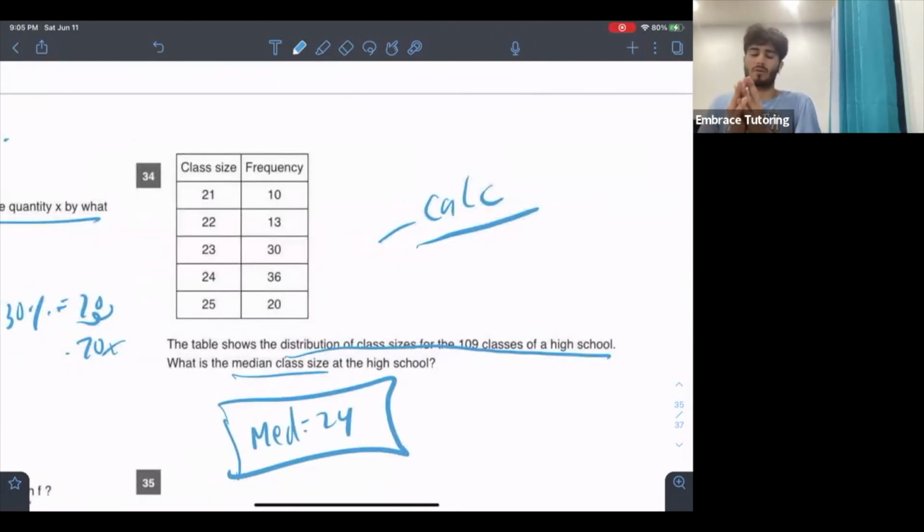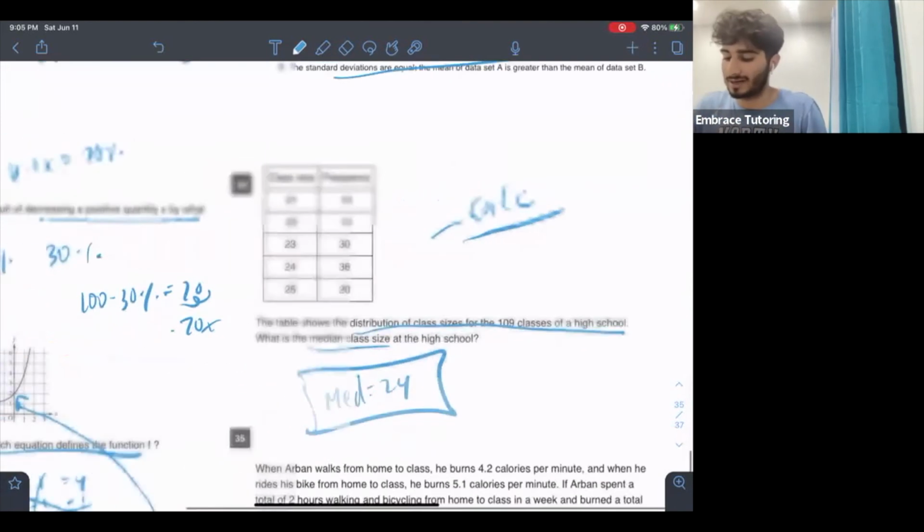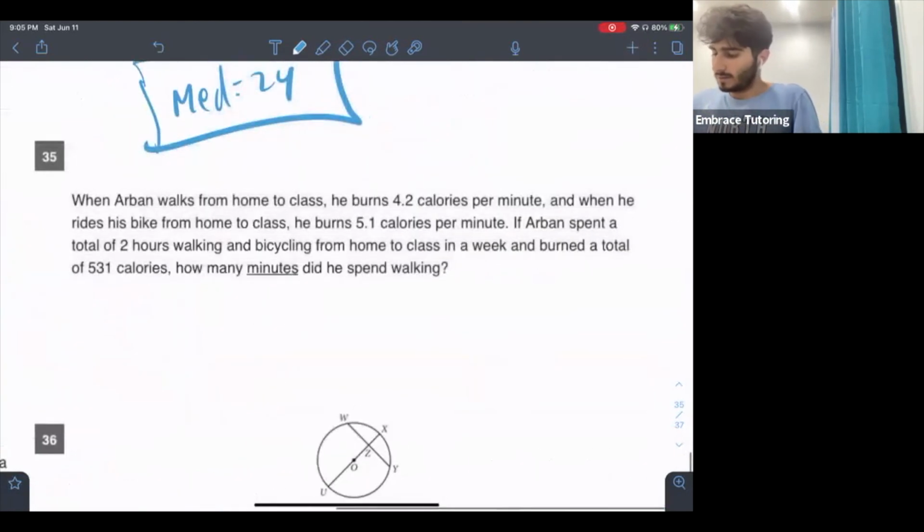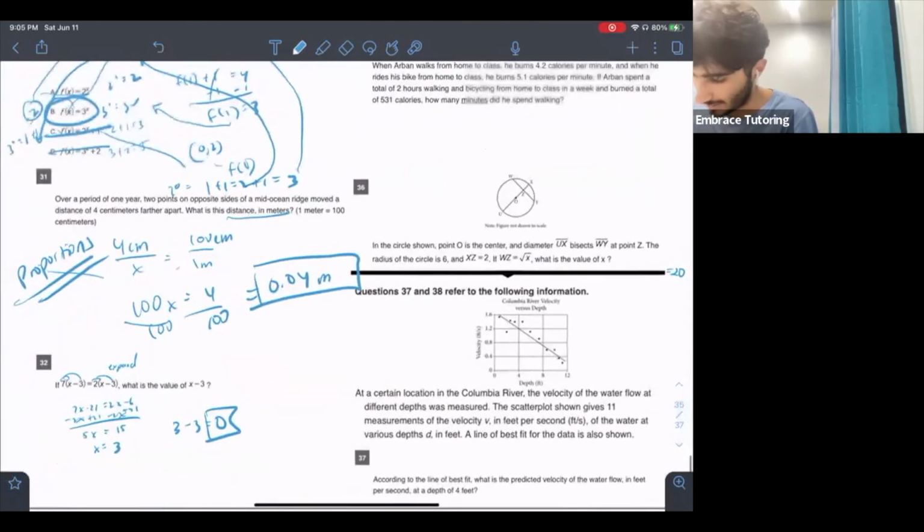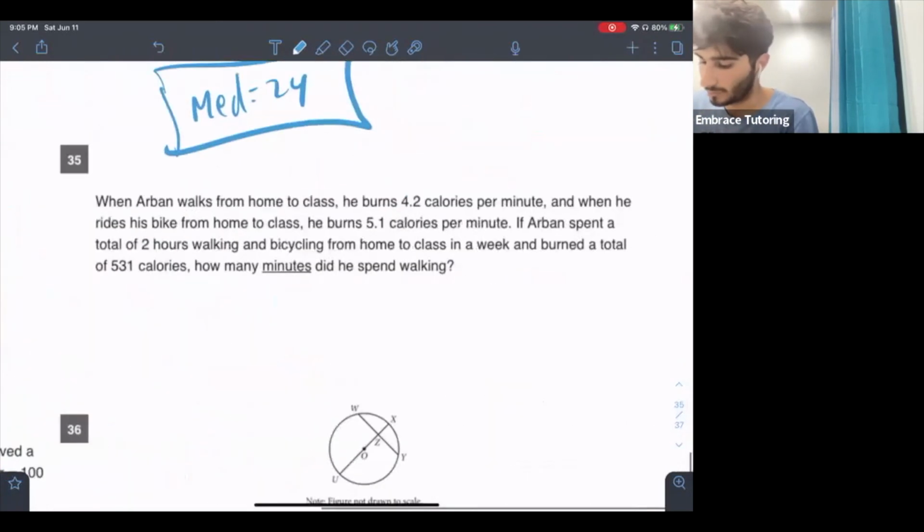So this is a very straightforward problem. You just plug it in your calculator, make sure you're plugging it in correctly, and then you should get your correct answer. Four more questions left.